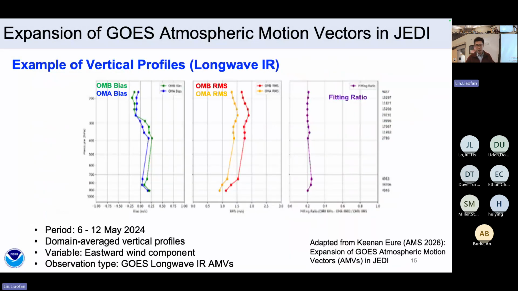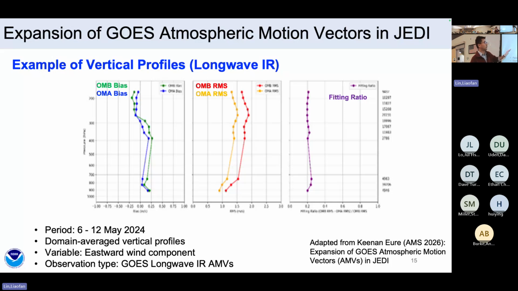Okay, so in these figures, I am showing examples of the results. As I mentioned, there are three types of MV, but I don't have the space or time to show all the results, so instead I select this one. This is an example of the vertical profiles for the long wave infrared DA. As I mentioned, this is about a one week retro experiment, and this is the domain average vertical profile over the entire North American domain. The variable is the east-westward wind component, and the observation assimilated is GOES infrared MV observations.